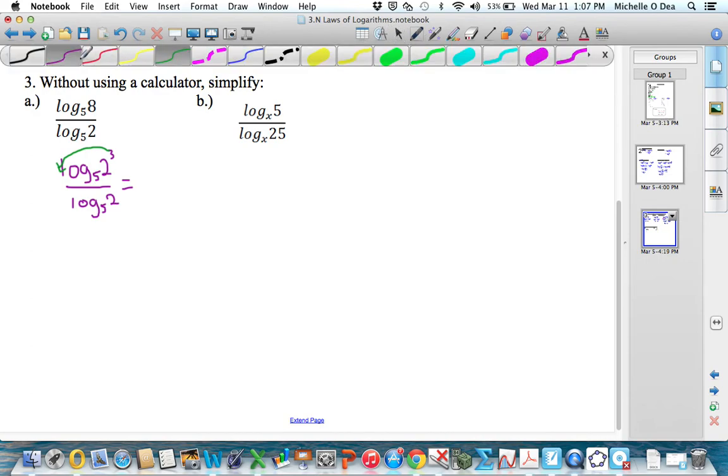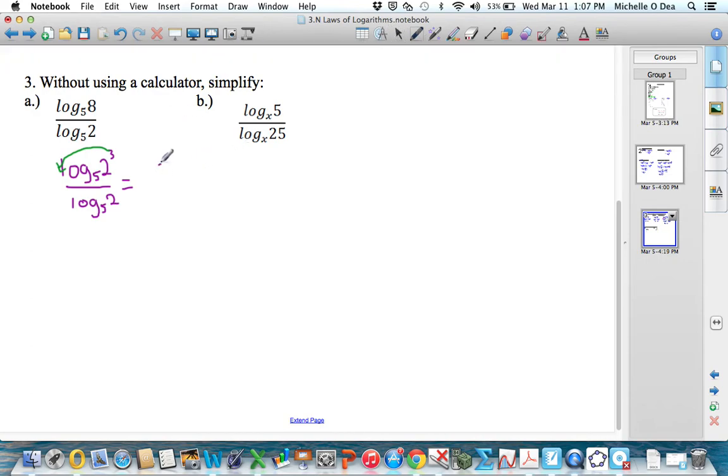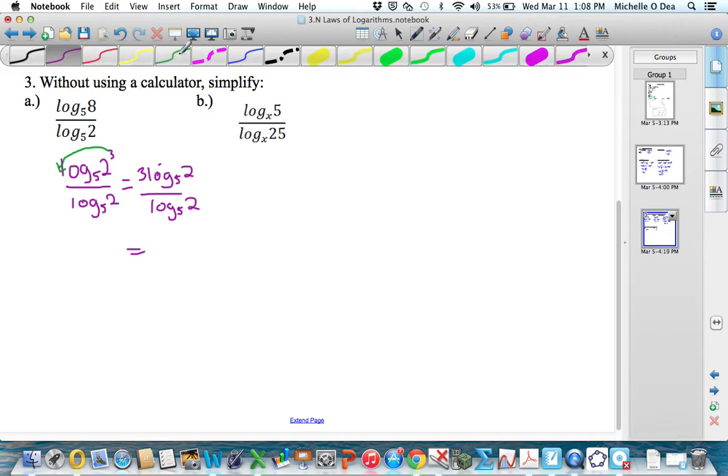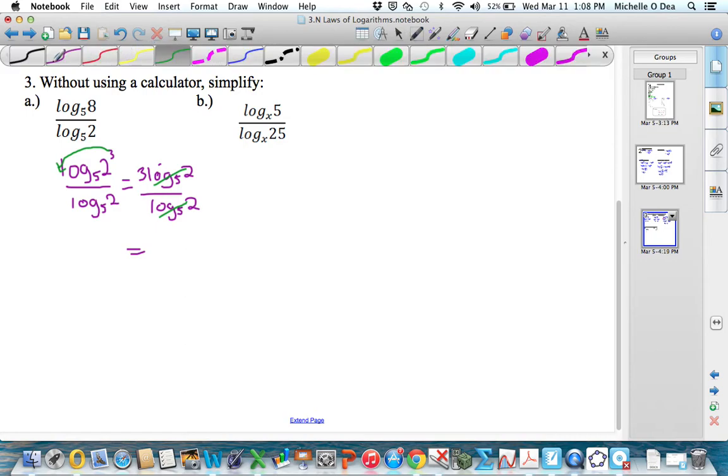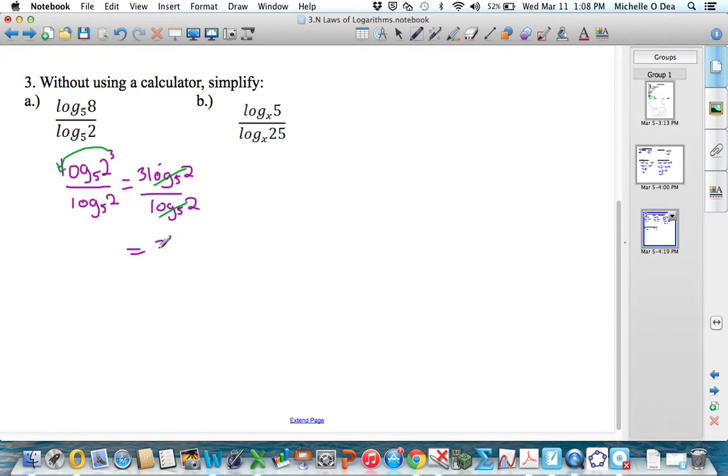So I'm going to use that rule. So I'll have 3 log 2 base 5. And I have still the log 2 base 5 in the denominator there. Now we are allowed to cancel because they are factors. So we have 3 times log 2 base 5 and 1 times log 2 base 5. So now we are allowed to cancel. This is the only time you can cancel. So then what I'm left with is 3 over 1, which of course is just 3.